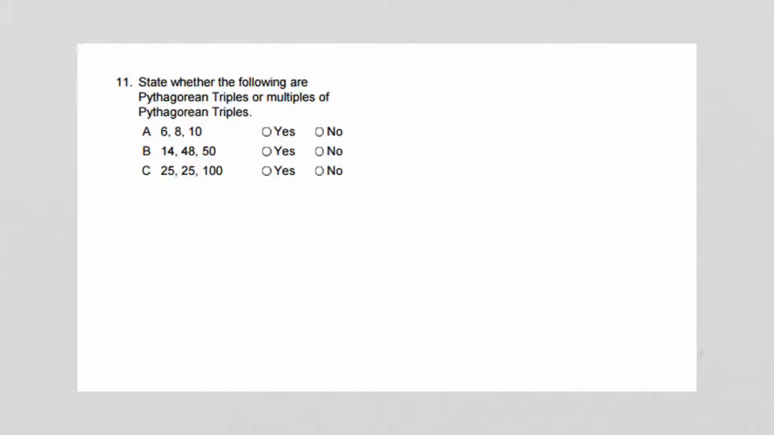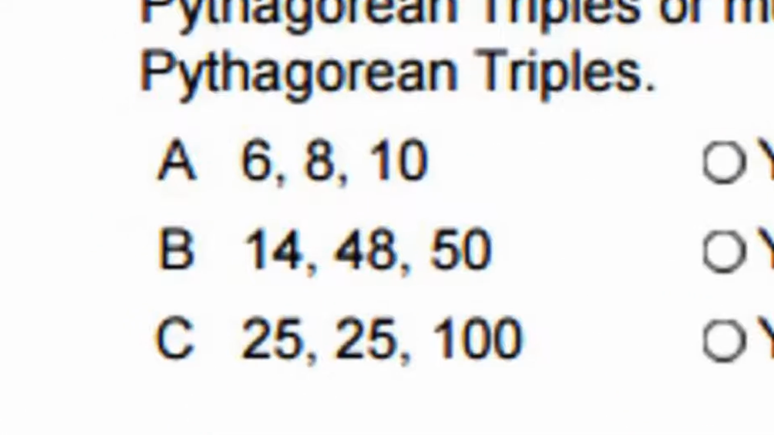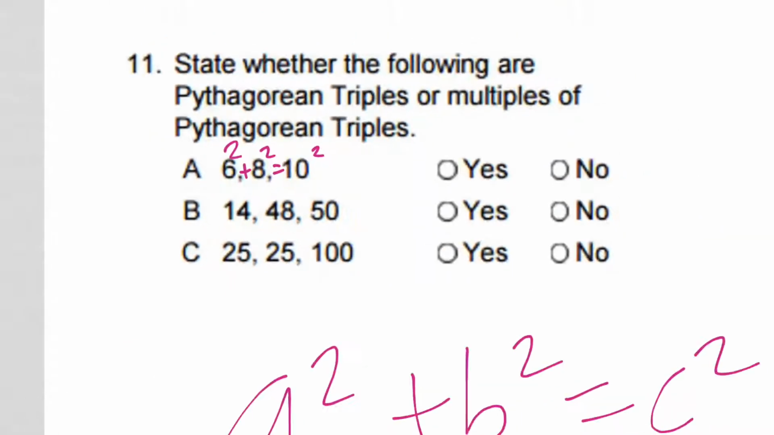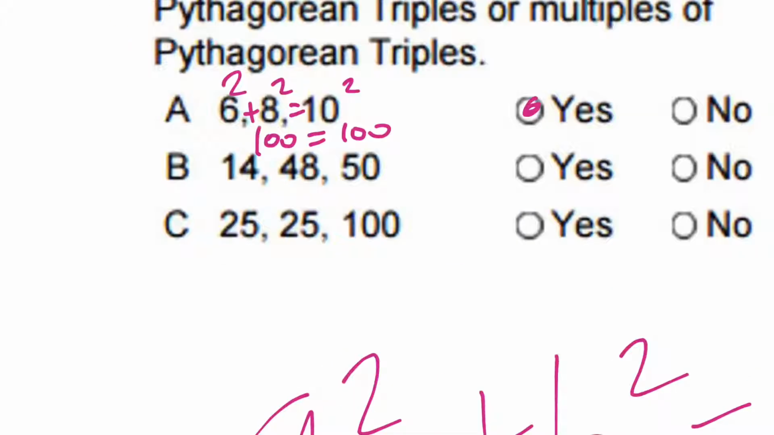State whether the following are Pythagorean triples. All you're doing is checking if a squared plus b squared equals c squared. Is the sum of 6 squared and 8 squared equal to 10 squared? The answer is yes, because they end up equaling one another.